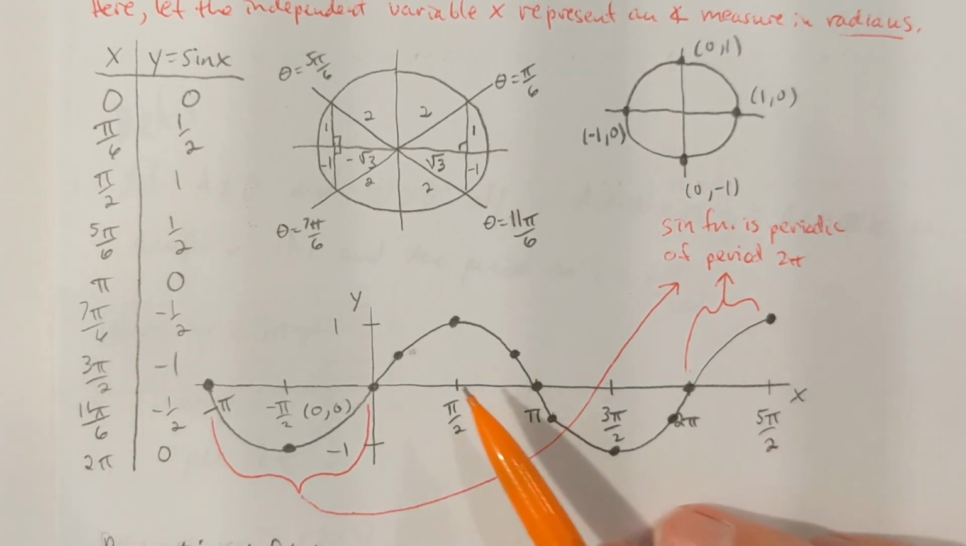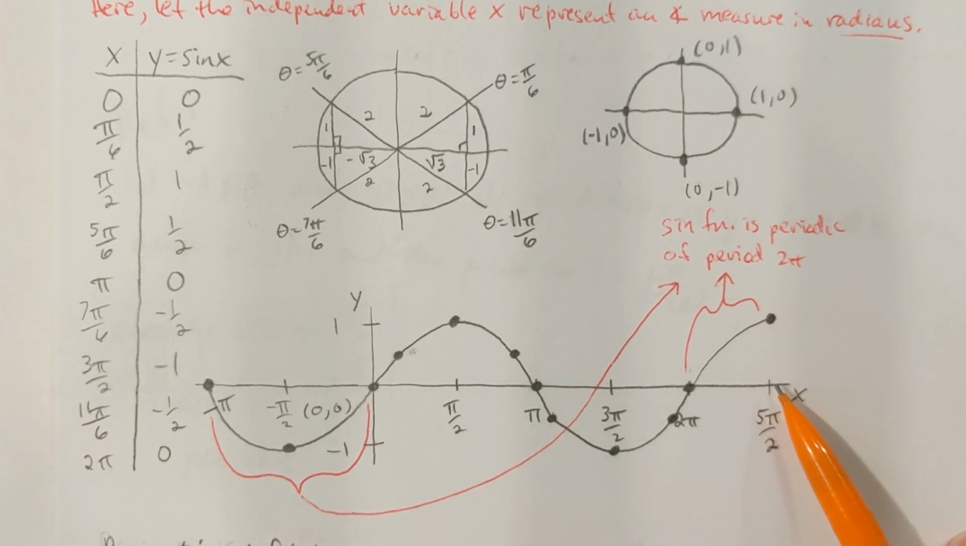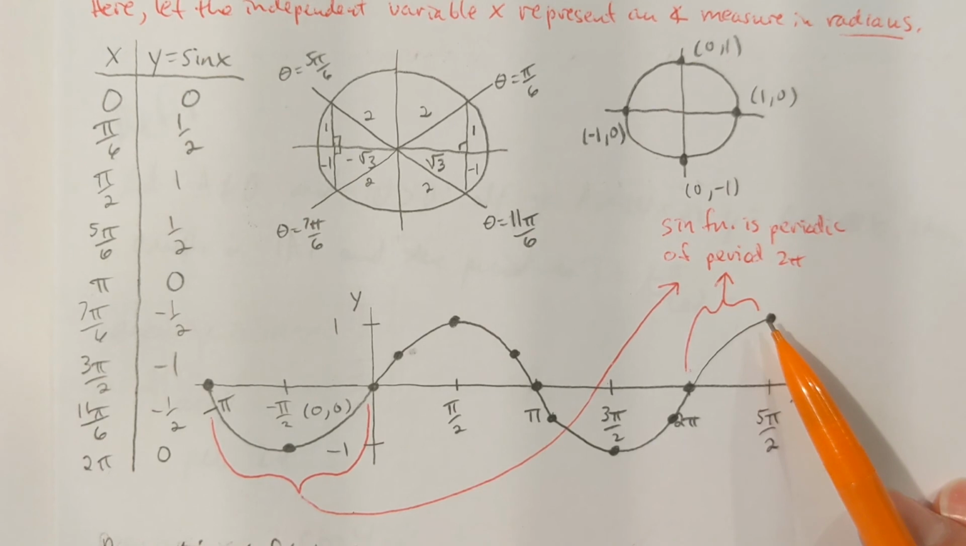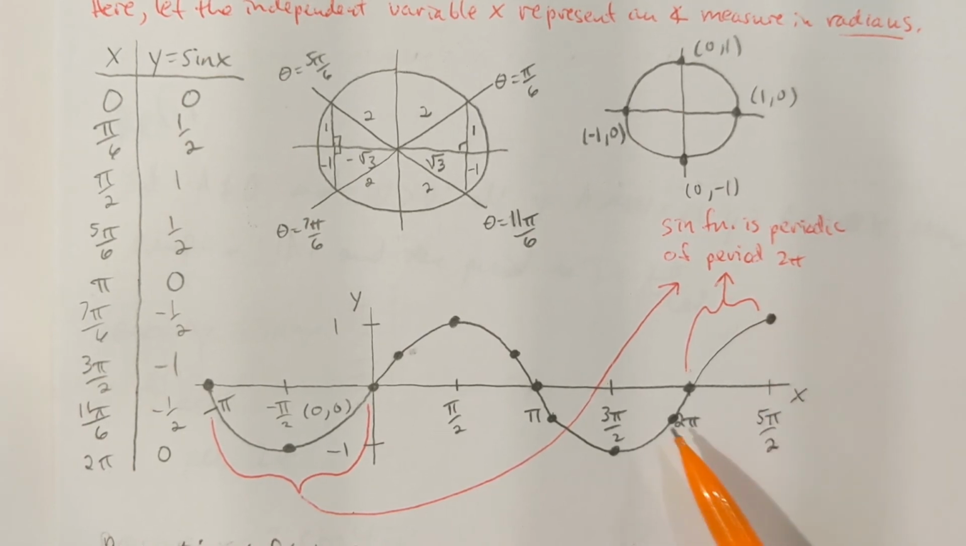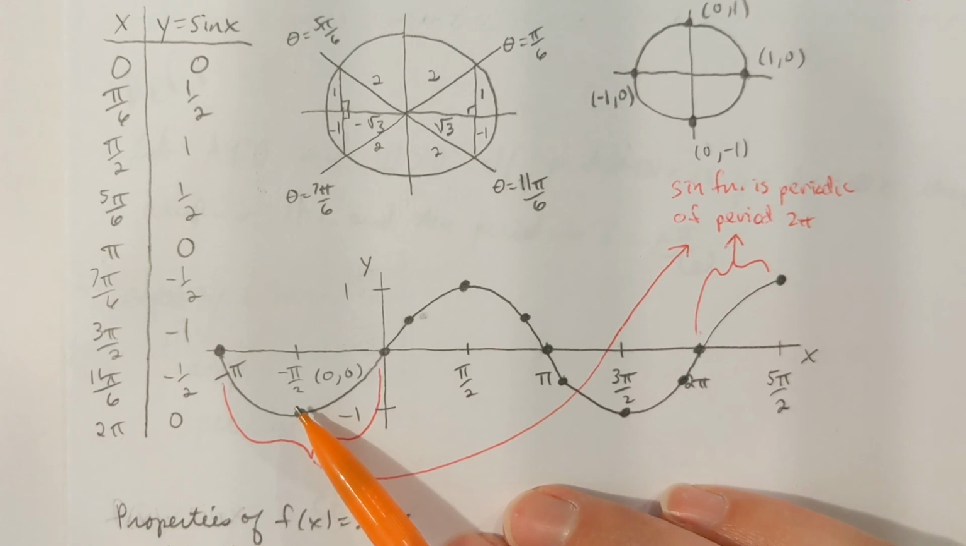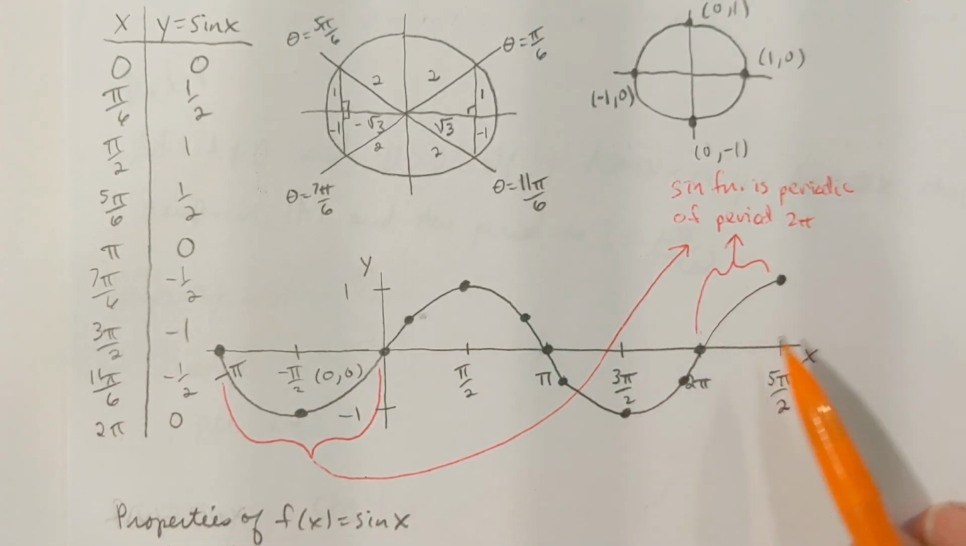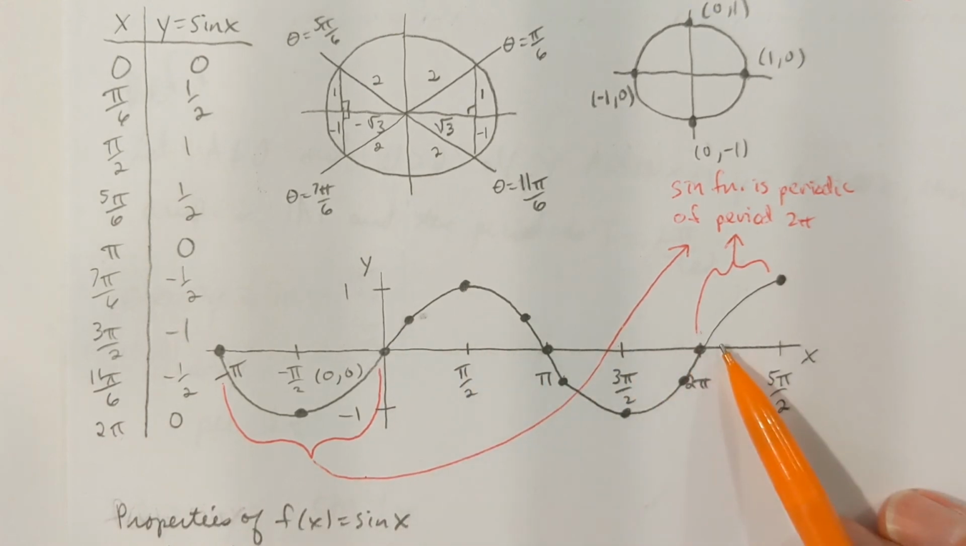Here's pi over 2, 1 on the graph. Well, if I go 2 pi radians beyond that, so I'm at 5 pi over 2, I'm also going to be plotting a point at a height of 1. Here's 3 pi over 2, -1. If I go 2 pi radians to the left, that'll put me at -pi over 2, and I'm also going to be at a height of -1. So the curve is going to repeat itself, what we see here on the interval 0 to 2 pi.